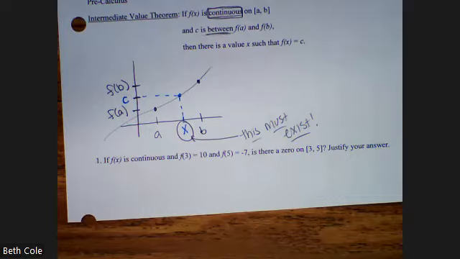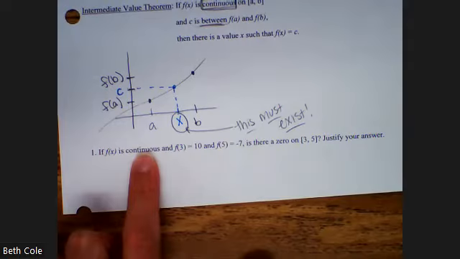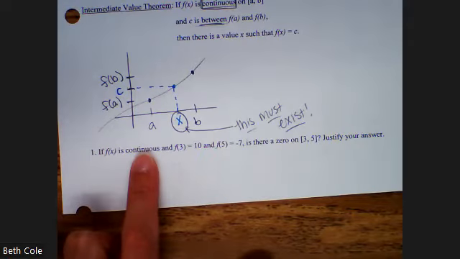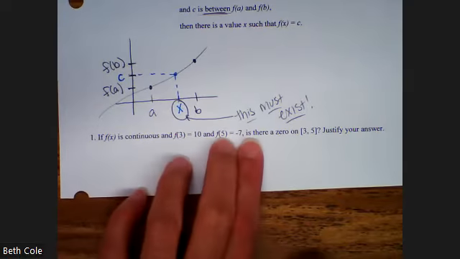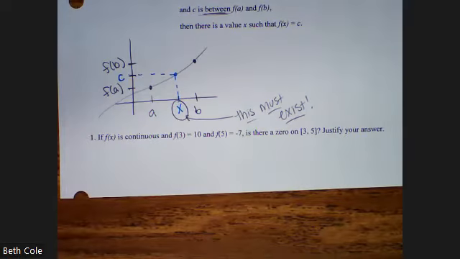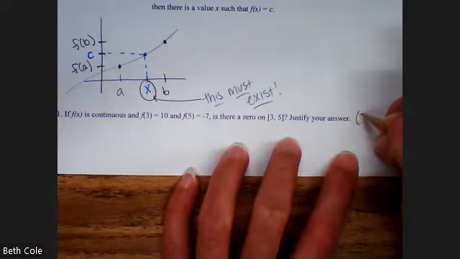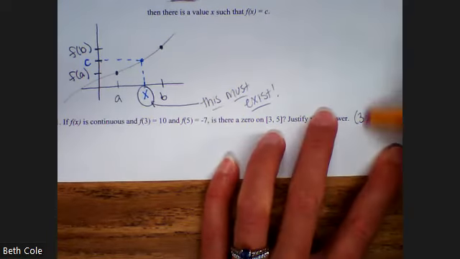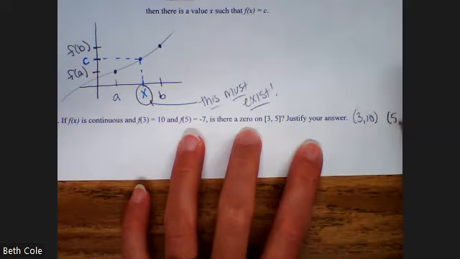Okay, so let's read the first one. If f of x is continuous, and if you aren't told that, you literally can't do the problem. Okay, if the function is continuous, if f of 3 equals 10 and f of 5 equals -7. Now, some people don't like the function notation. That's okay. Write them off to the side as ordered pairs. What that means is you have the point (3, 10) and the point (5, -7).